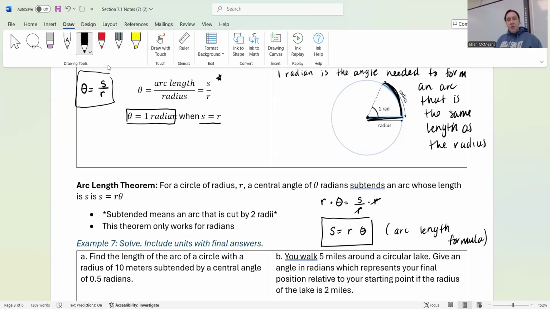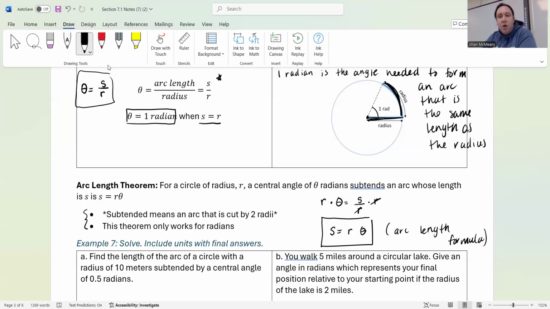Now, understanding where it came from is important, but right now we just need to know what it is so that we can use it, okay? Now, I did mention a couple of things here, so let's go ahead and talk about that. In the arc length theorem, we use the word subtends. Subtended just means an arc that is cut by two radii. So when you create an arc with a radius and then a radius, it's just subtended, okay? That's just a fancy word.